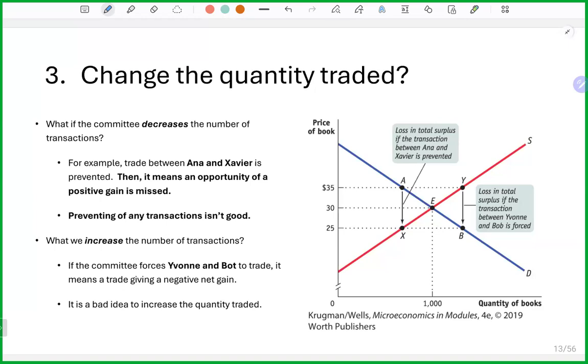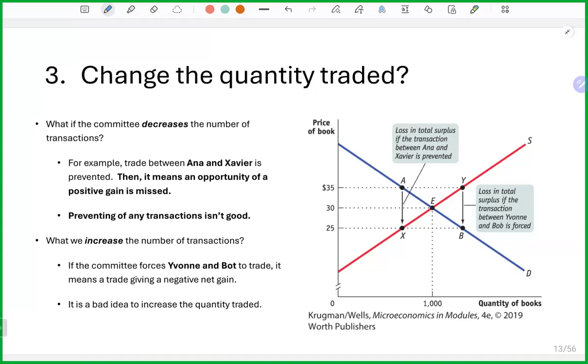A and X were trading under the market equilibrium, and their mutual benefit is $10. This opportunity of making a mutual transaction is missed when we force them not to make the transaction. When we prevent the transaction, the opportunity for positive surplus is missed.